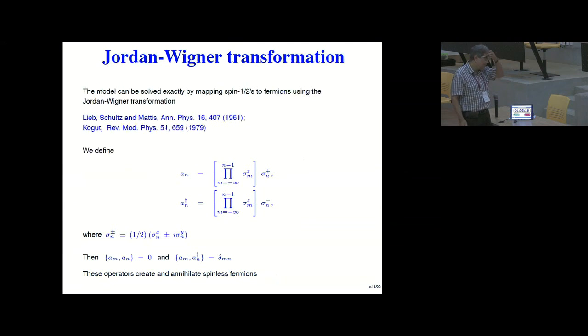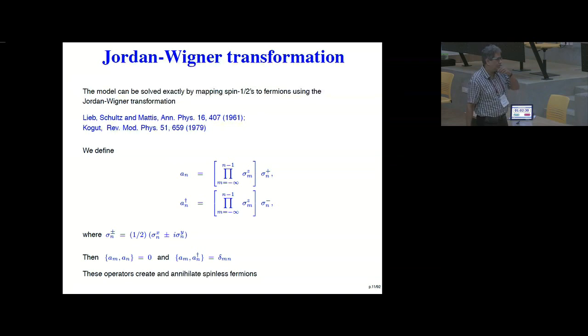Now we are going to discuss the solution of the transverse field Ising model. How many of you have seen this before? I think it's probably still worth it because about half of you have not seen this. This model can be solved exactly by the Jordan-Wigner transformation, which maps spin halves to fermions. It must have been cooked up by Jordan and Wigner, but it's really used in this model by Lieb, Schultz and Mattis in 61. And there's a very nice review article where a lot of these things are discussed.